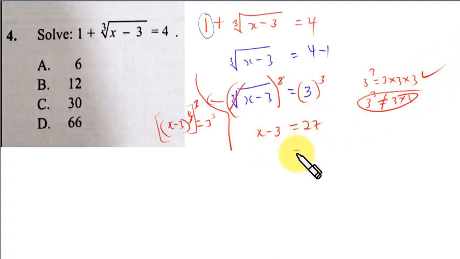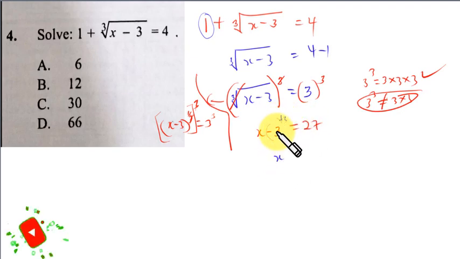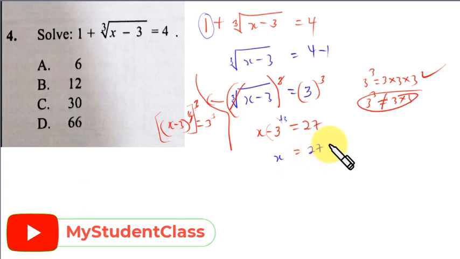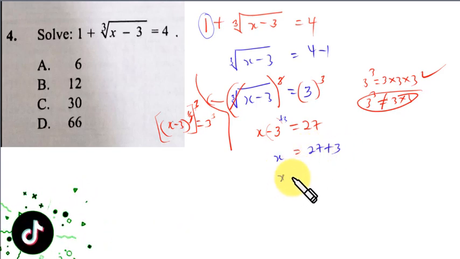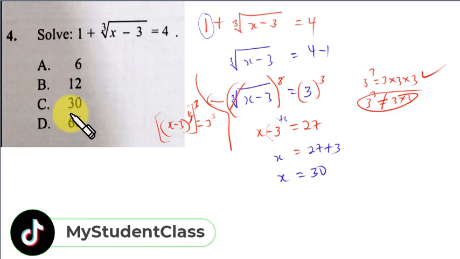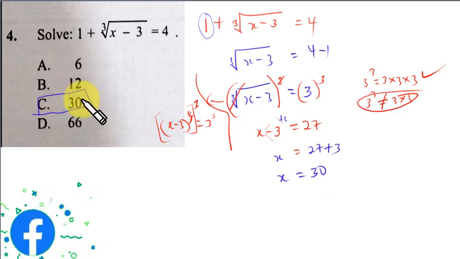And if I want to make x the subject, I have to make sure that I get rid of the negative 3. And to do that, I have to add 3 to both sides of the equation. So I'll have x here. When I add 3 here, it will cancel that. And here I'll have 27 plus 3. So x is equal to 30. And C is the correct answer here, 30.